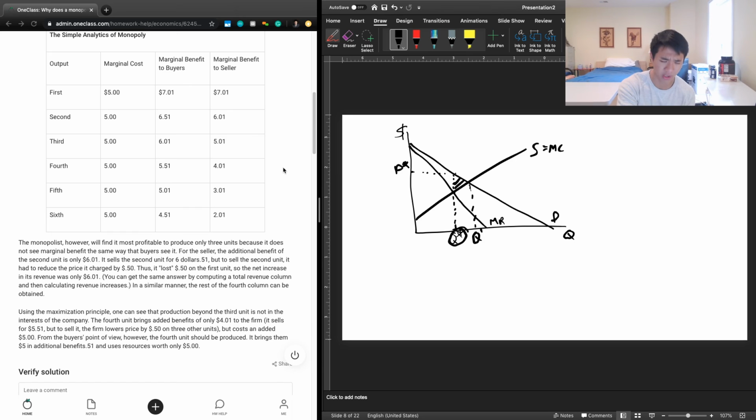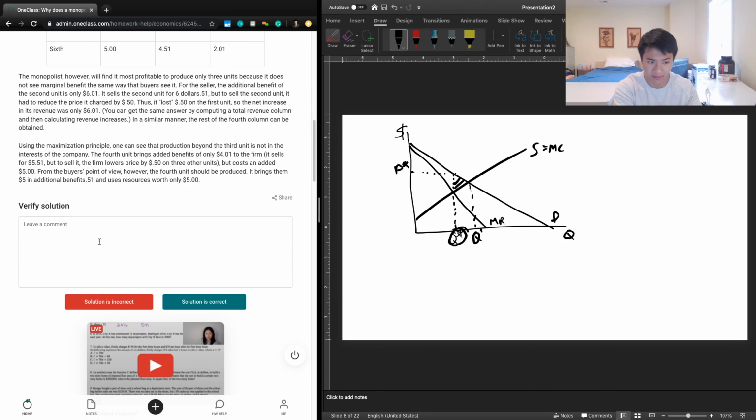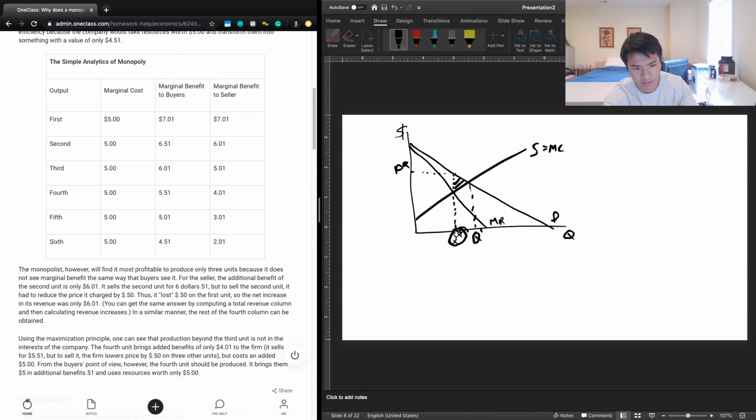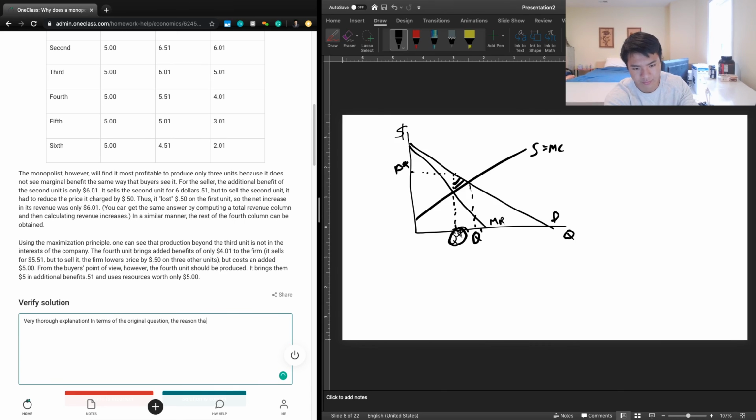I think it was a very long-winded explanation, but very, very thorough in terms of the original question. The reason a monopolist faces a downward sloping demand curve is the same as the reason you would see a downward sloping demand curve in any other type of market: the law of demand.